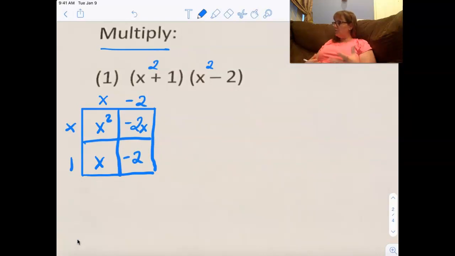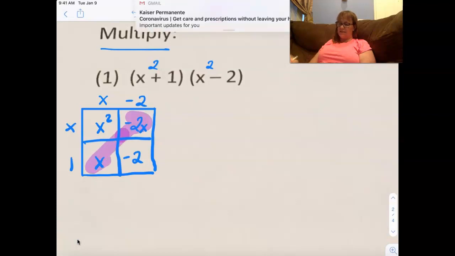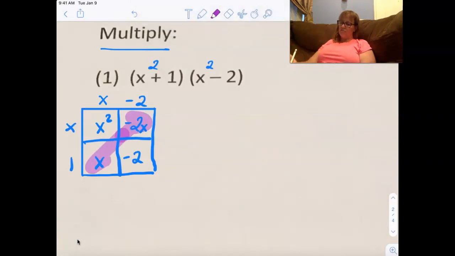Okay, and then what you would have done is you would have just combined like terms, and you would have seen that there's like terms right here and right there, right? So when you write the answer, it would have been x squared. Negative 2x plus 1x is minus 1, so minus x minus 2. And that is a completely accurate way to solve a problem like this. However, some of us get fed up drawing the boxes all the time. And for those of us that feel that way, I've got a new way for you to do it.